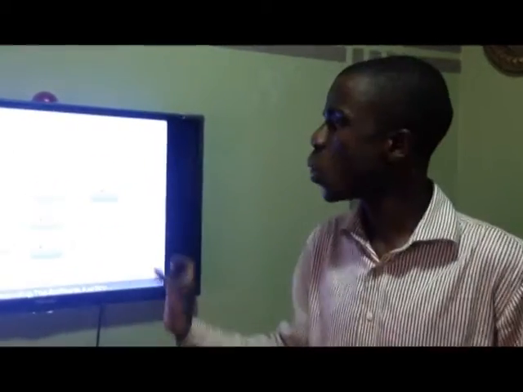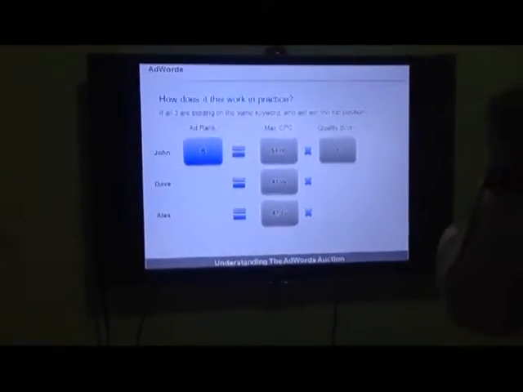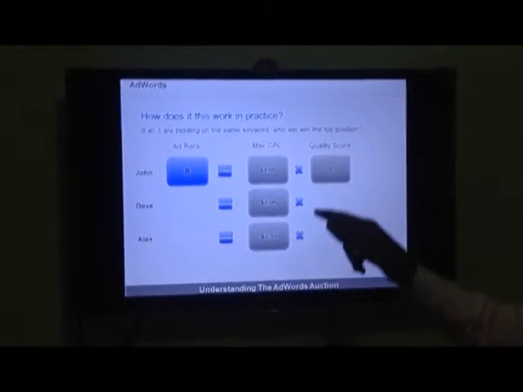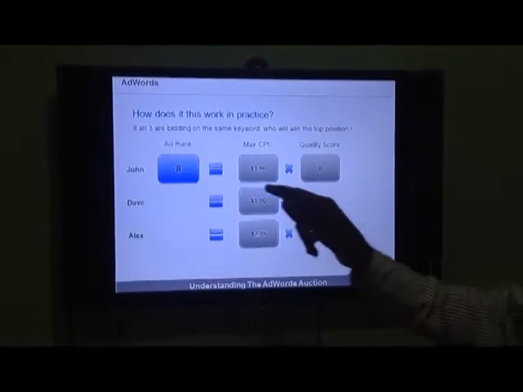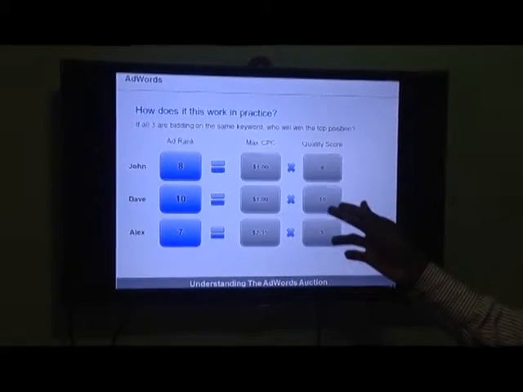Let's look at this. They are all having a different quality score. John is having a quality score of 8. So in determining the ad rank, Google multiplies the maximum CPC, that's $1, by 8. And here the ad rank for John will be what? 8.